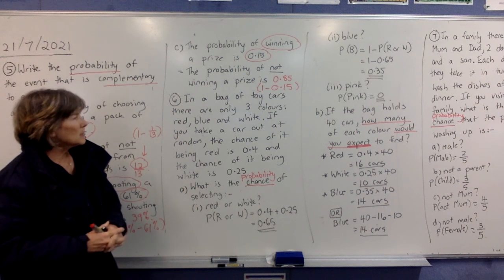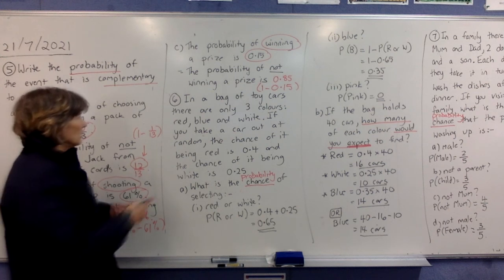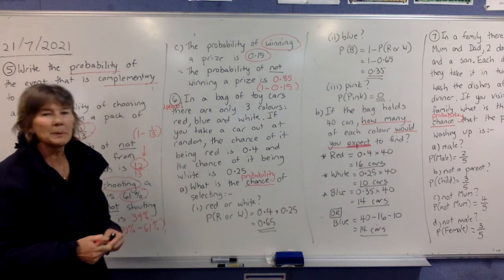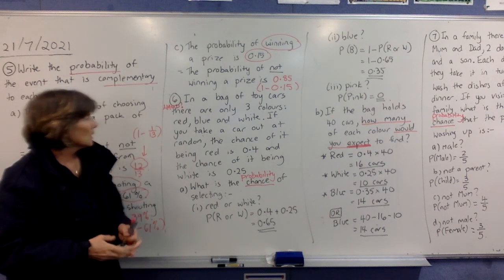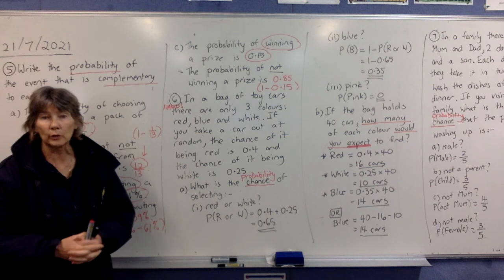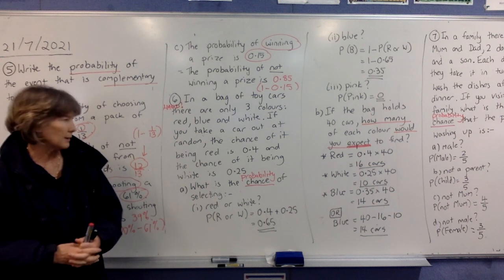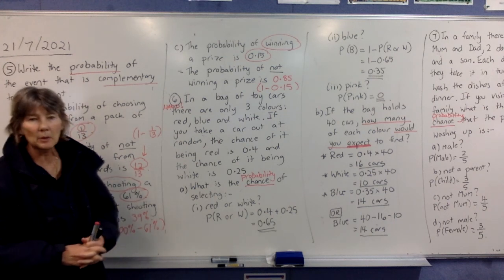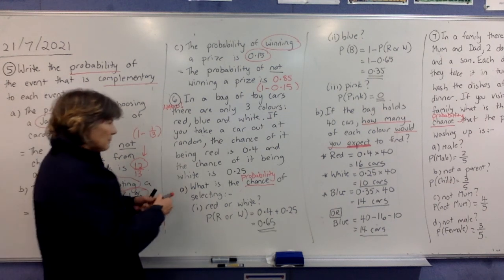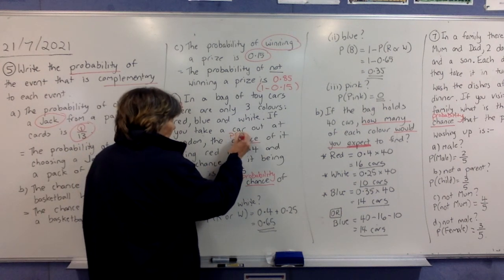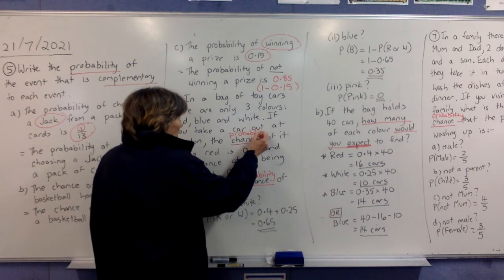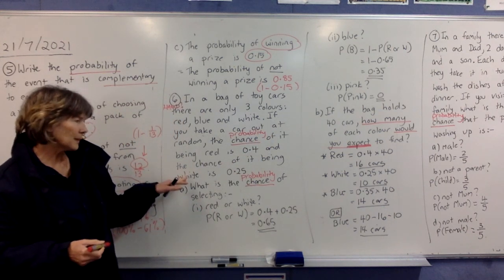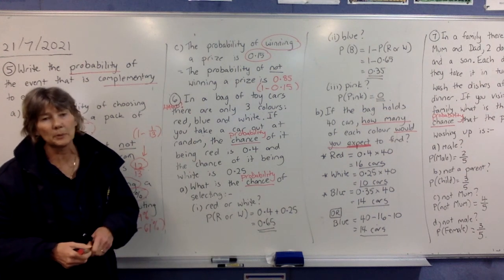Alright, now this question is a really tricky one, so it is hard. You can write hard near this one, because there's a bit to think about, and it is really badly done when we give these in tests. So if we have a bag of toy cars, there are only 3 colours, red, blue and white. If you take a car out at random, the chance of it being red is 0.4. Chance, remember, is probability. So they're telling you the probability that it's going to be red is 0.4. And the probability of it being white is 0.25.